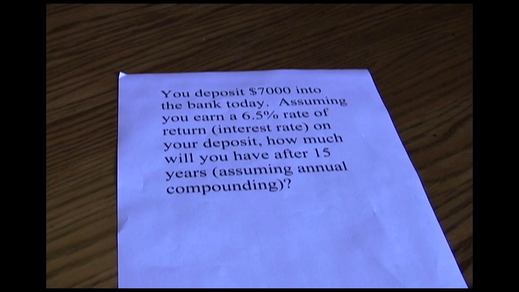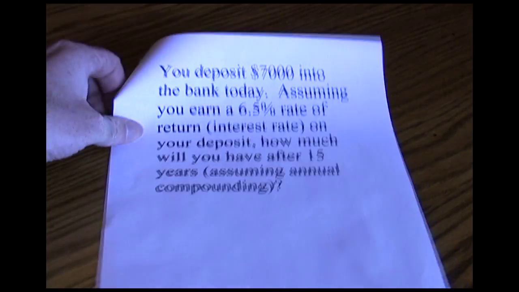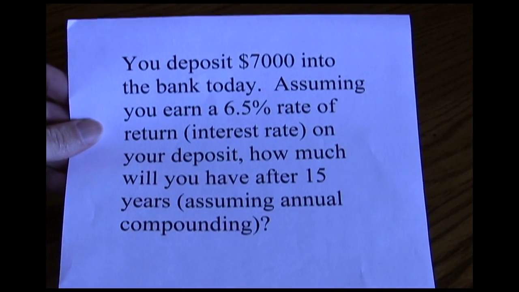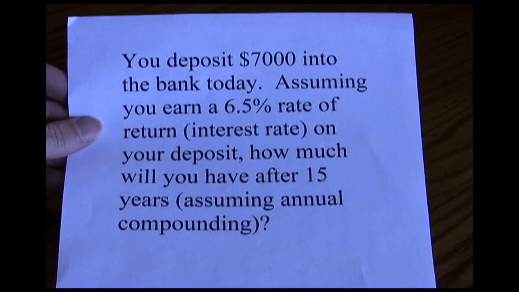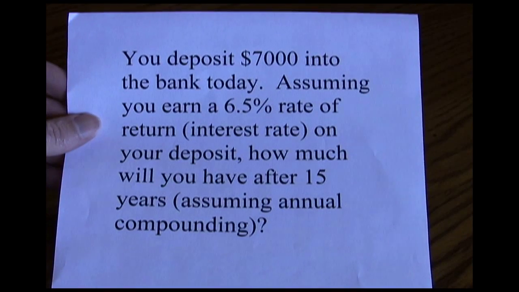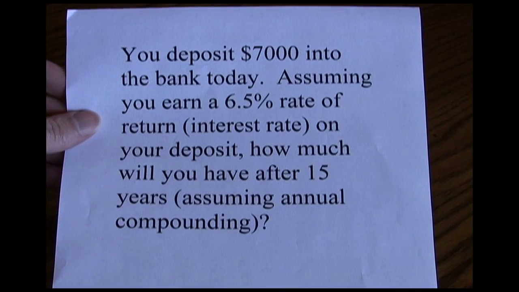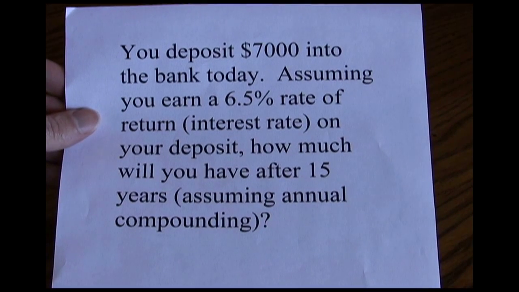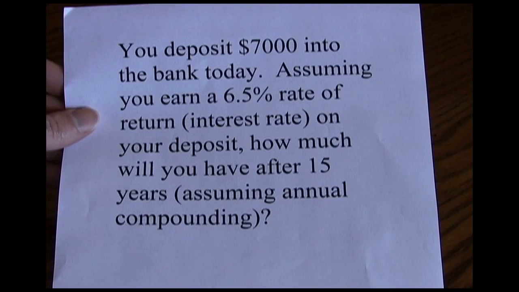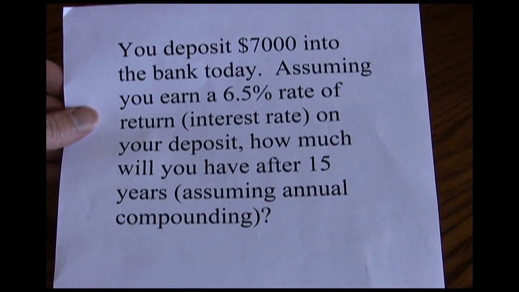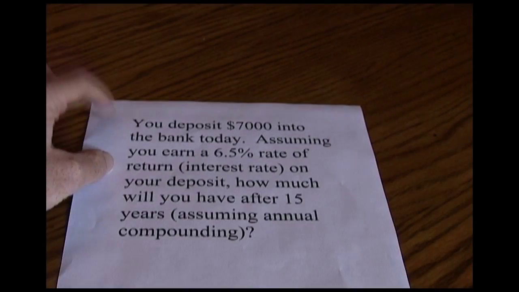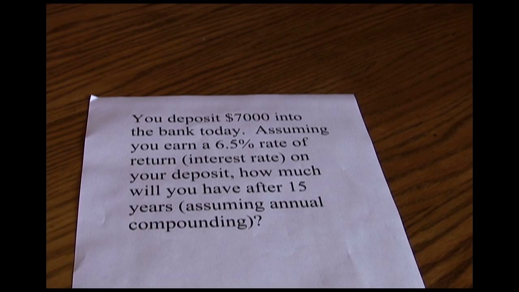In this video, I want to go through a couple of example problems for using the 5-key approach with your Texas Instruments financial calculator. In our first problem, we're depositing $7,000 into the bank today and assuming that we earn a 6.5% rate of return or interest rate on the deposit. What we want to do is figure out how much we're going to have left after 15 years, assuming annual compounding. Set this up in your financial calculator.